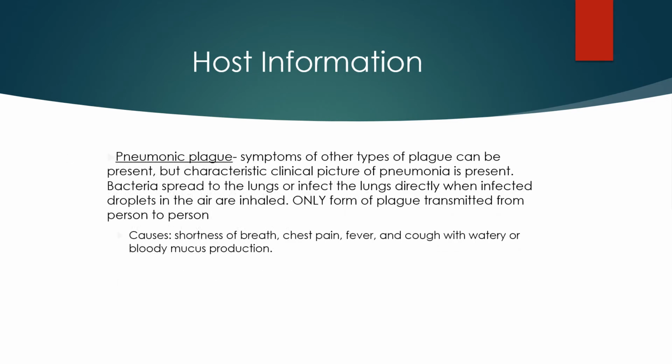The pneumonic plague: symptoms of other types of plague can be present, but the characteristic clinical picture of pneumonia is present. This happens when bacteria spread to the lungs or infect the lungs directly when infected droplets in the air are inhaled by somebody. This is the only form of plague that can be transmitted from person to person. The pneumonic plague causes shortness of breath, chest pain, fever, and cough with watery or bloody mucus production.